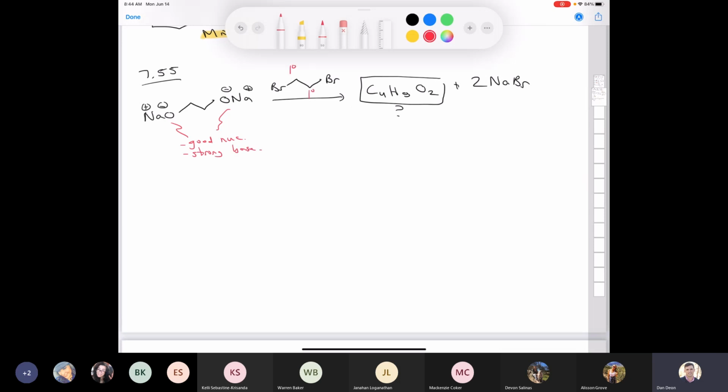So what mechanism is going to predominate here? Would it be substitution or elimination? Could anybody tell me, what do you think would be the predominant mechanism if I have a primary alkoxide, so it's not hindered, and if I have a primary alkyl halide? Would it be substitution or elimination? Primary alkyl halide, yeah, it's going to be SN2. Yeah, absolutely, Mackenzie. It's going to be substitution.